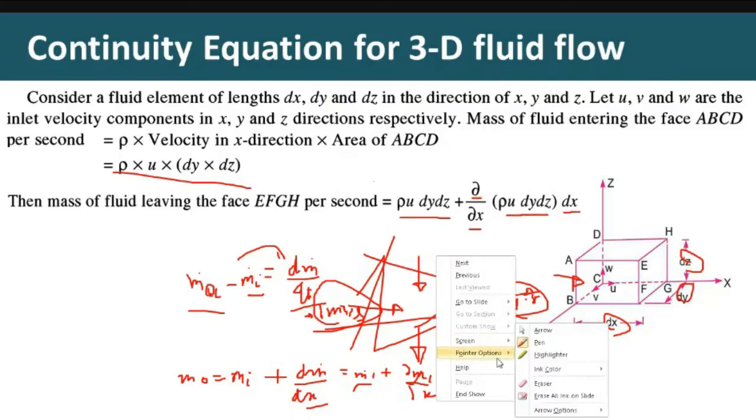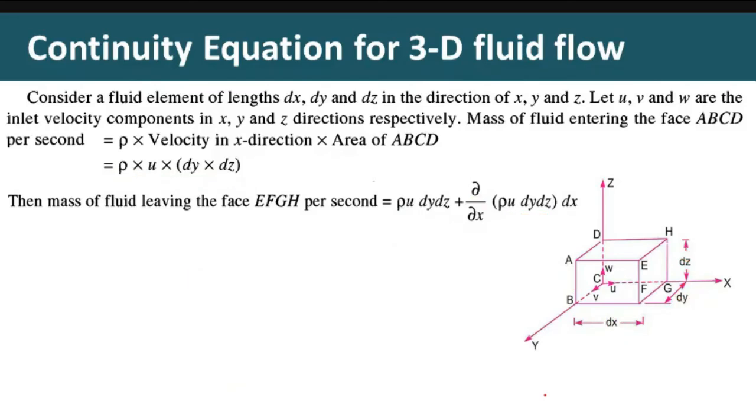So is this understood, how the outlet mass flow rate is calculated? Outlet mass flow rate is nothing but inlet mass flow rate plus rate of change of inlet mass flow rate in x direction. So it will be m dot in plus ∂/∂x of m dot in into dx. So it is ρu dy dz plus ∂/∂x of (ρu dy dz) into dx. So this is mass flow rate out of the system through face EFGH.